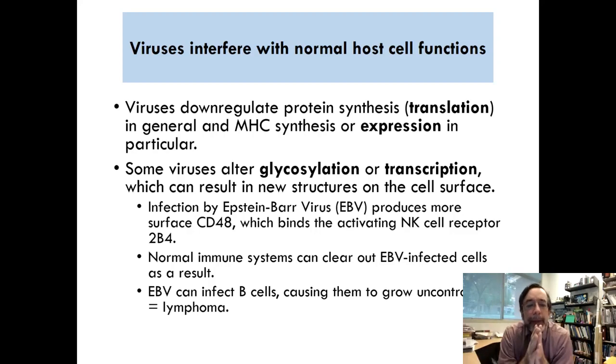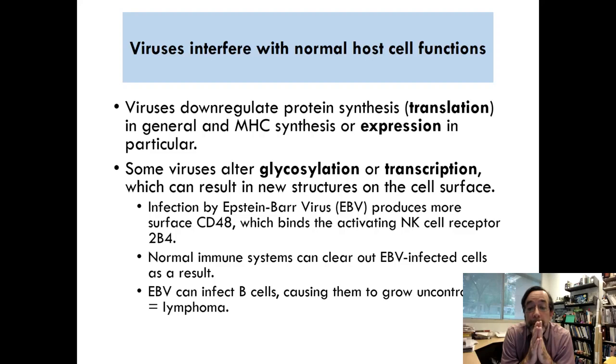So, for example, Epstein-Barr virus will infect cells and produce more of surface CD48 on some cells they infect. CD48 binds the activating NK cell receptor 2B4. So this has evolved in the past. The NK cell receptor 2B4 has evolved to detect this CD48 molecule, which is a signal of Epstein-Barr virus infection. This is one of the reasons why you have an activating receptor, so the NK cell can kill the viral infected cell. So normal immune systems will have this working right, and they'll clear out EBV infected cells.